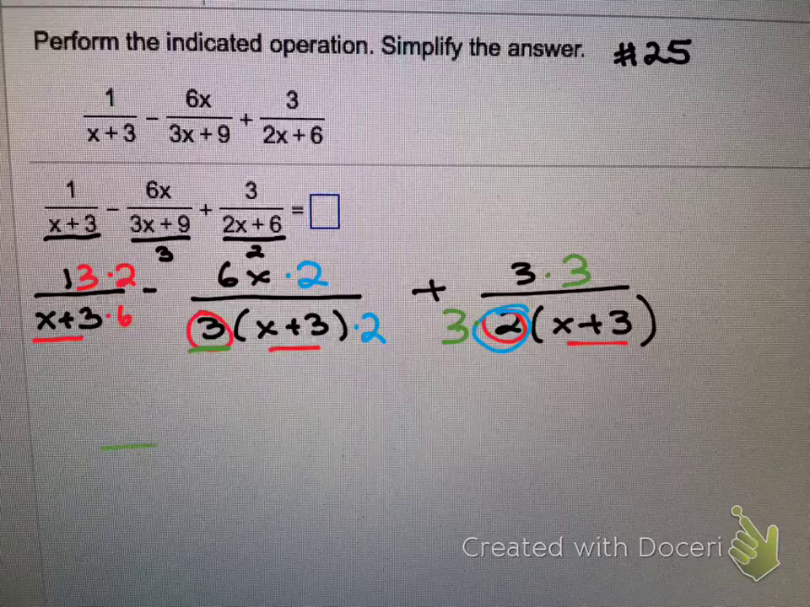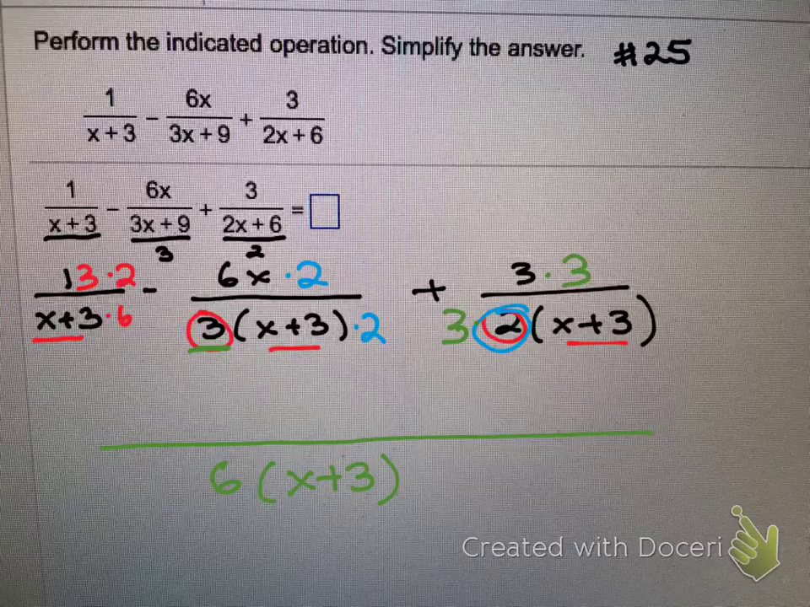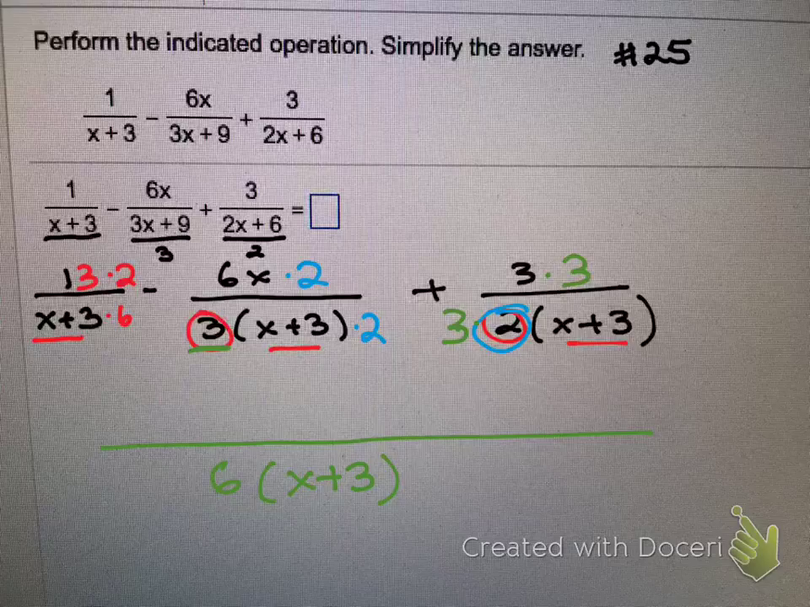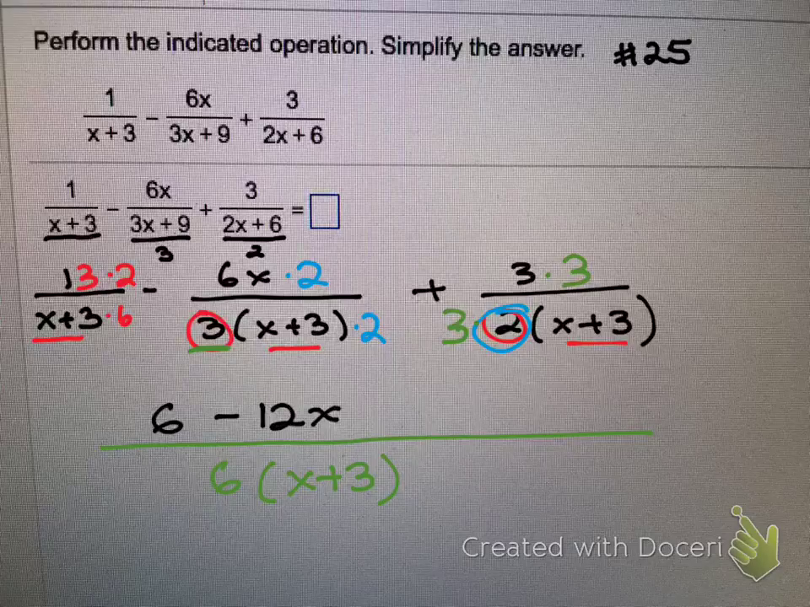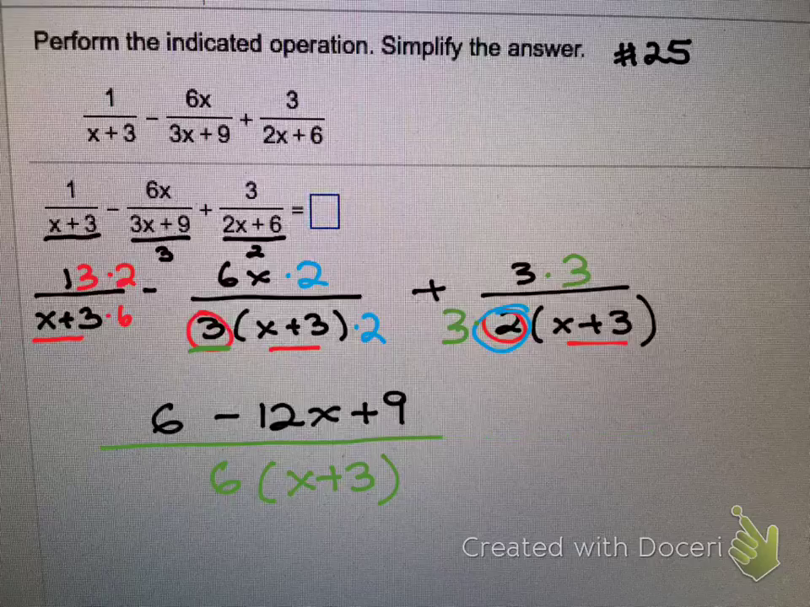So now all three terms have the same denominator, which is 3 times 2 is 6, and x plus 3. So now all I have to do is work in the numerator and make sure that I multiply the numerator. So 3 times 2 in red is 6, times the black 1 is still 6. Then I have a minus, 6 times 2 is 12x. And a plus 9.